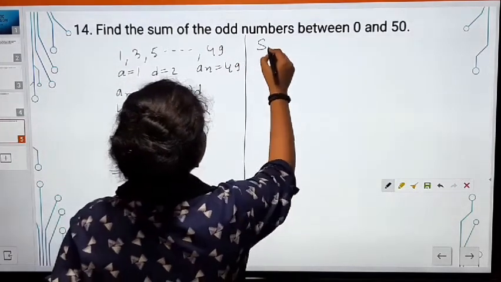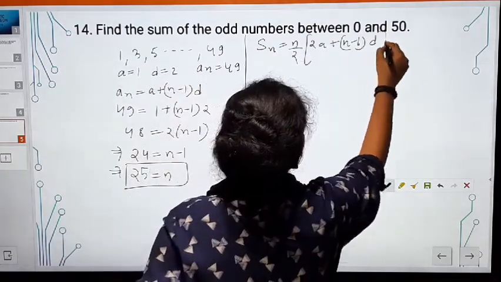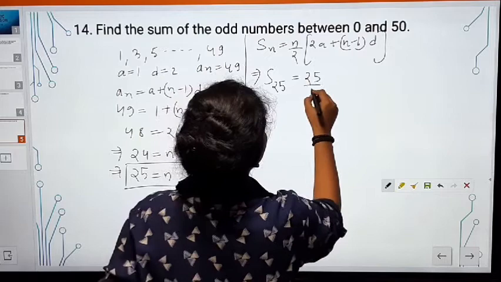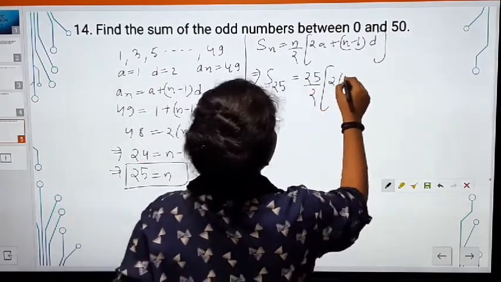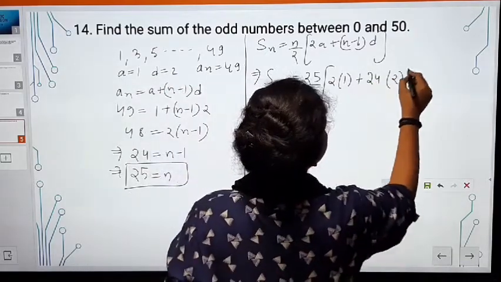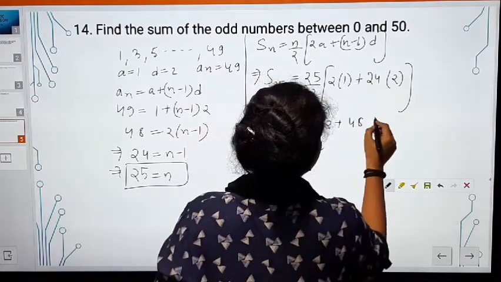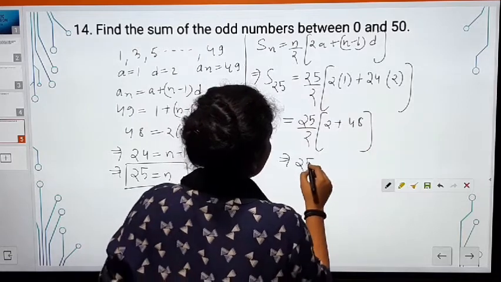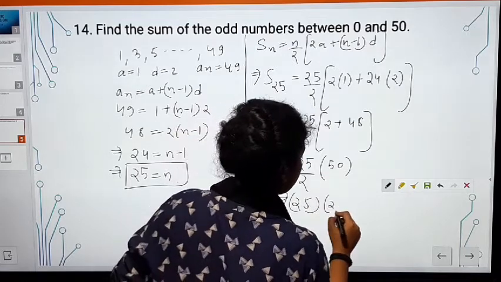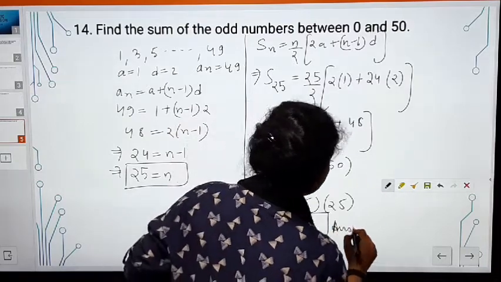So applying the formula, Sn equals N upon 2, 2A plus N minus 1 into D. Keeping the value of N as 25 here, 25 by 2, 2 into 1 plus 25 minus 1 will be 24 and D we have 2. This gives us 25 by 2, 2 plus 48. 2 plus 48 is 50, 25 by 2 into 50. This is again 25 into 25. We know 25 into 25 equals 625. So this is our answer.